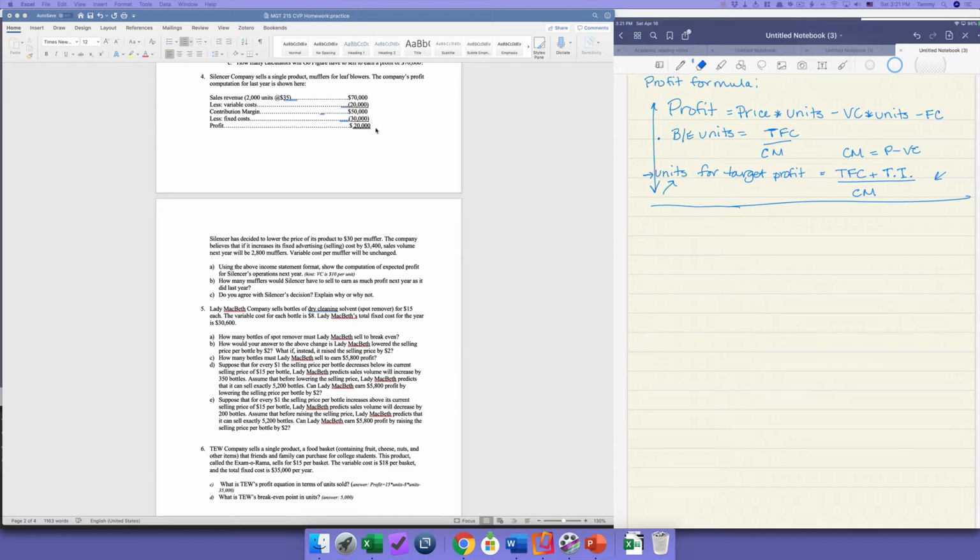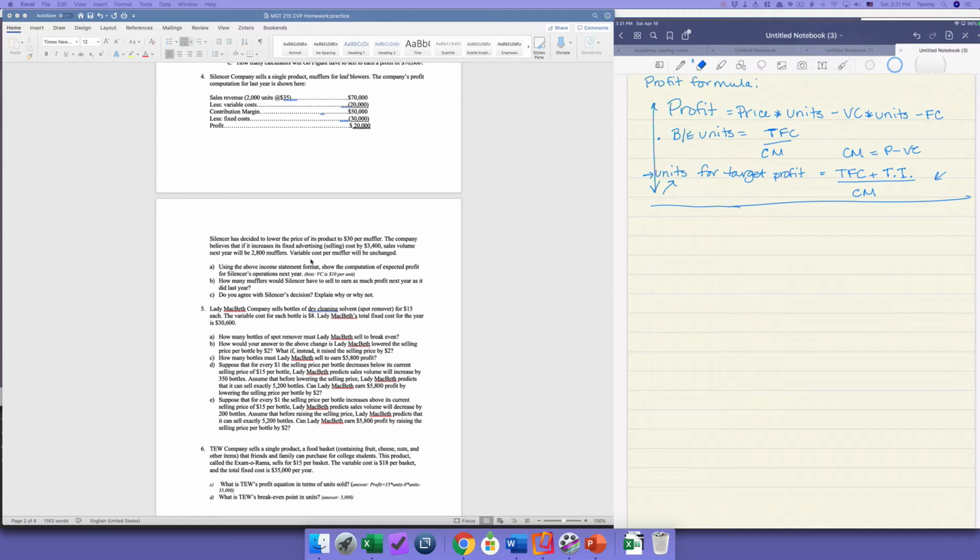Okay, so now, because our contribution is so generous, we think we want to go ahead and lower our price. So we're going to lower the price of the muffler to $30. And if we increase our advertising, we should be able to sell a lot more mufflers. Our variable cost per muffler is going to be unchanged.